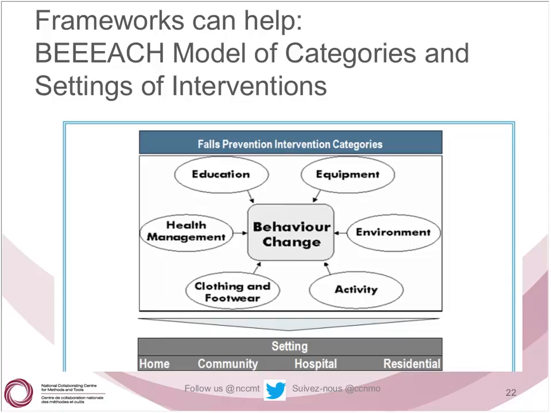And so the intent of this model is that if we're after behavior change, we want to think about all of these aspects or ways that we could intervene: education, equipment, changes to the environment, activity patterns, clothing and footwear, health management. All of those things can have an influence on or result in behavior change. So that gives us some sense of how we might define a research question or search for research evidence.